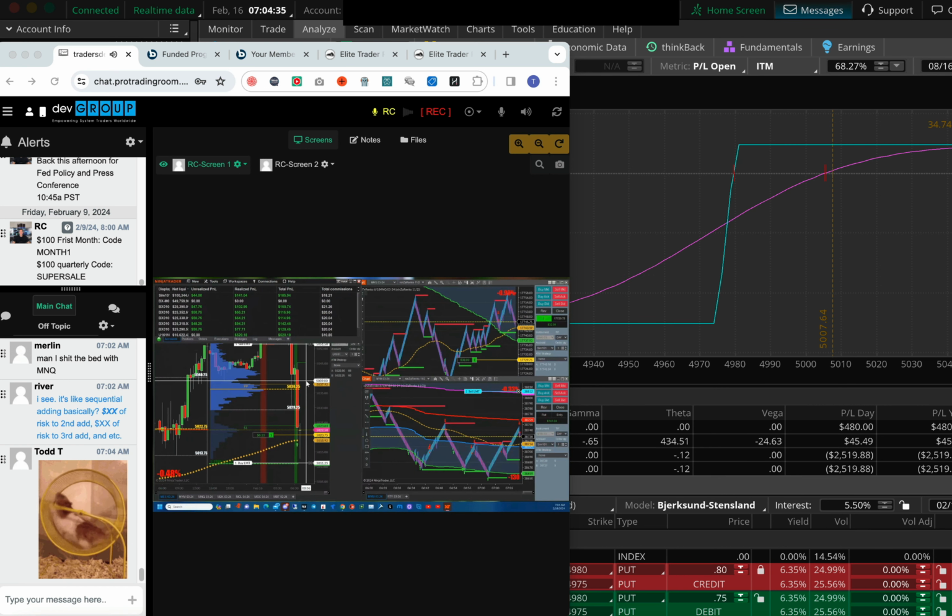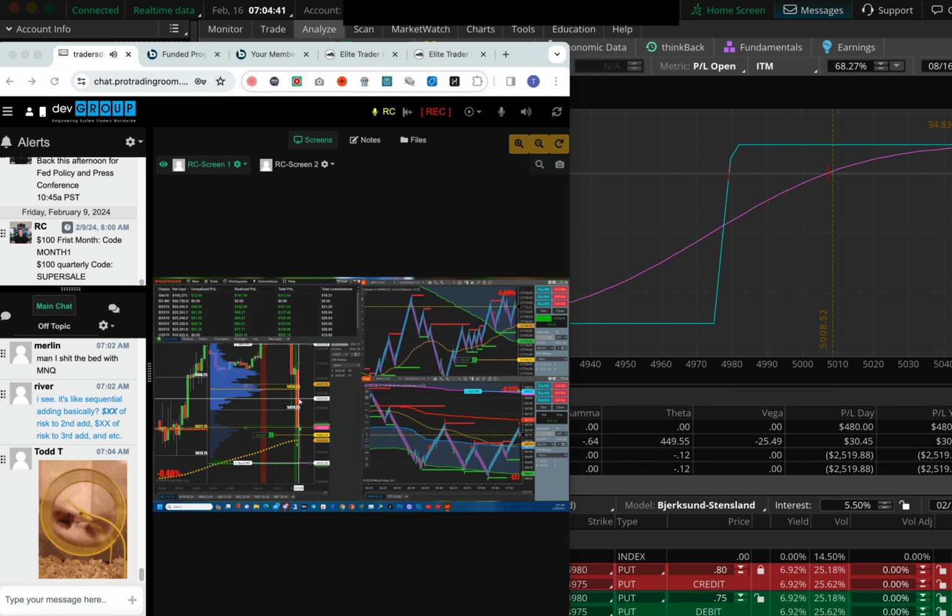There we go. That's our unwavering faith indicator. The unwavering faith indicator.